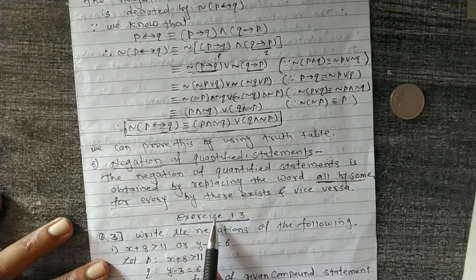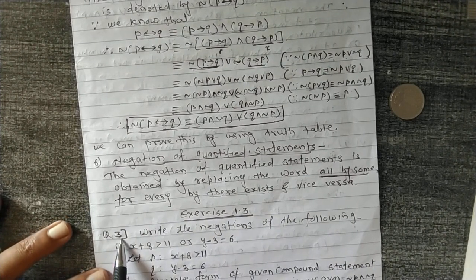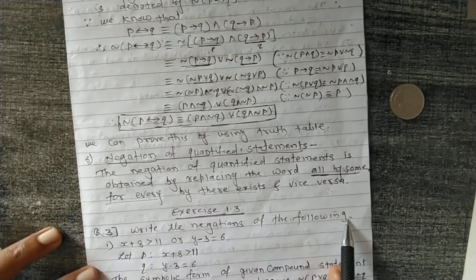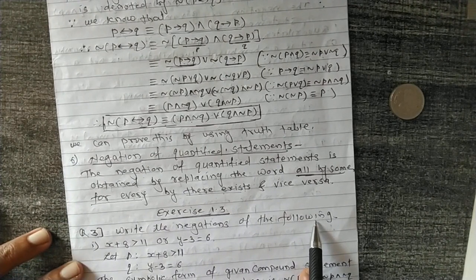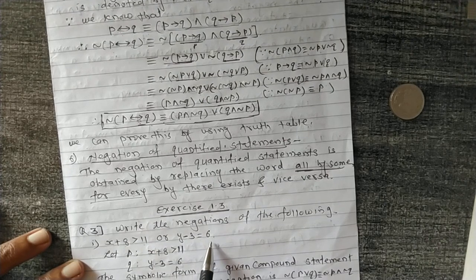Now you can see the examples on the negation of conjunction, disjunction, conditional, negation and biconditional. That is exercise 1.3, third question. Write the negations of the following. The first example is x plus 8 greater than 11 or y minus 3 is equal to 6. Now we have to write the negation of the given statement.